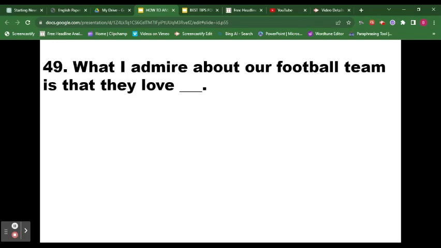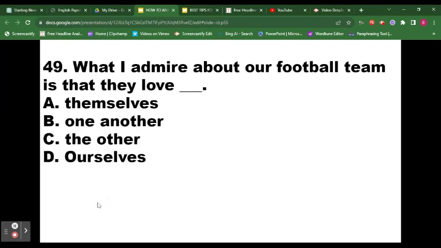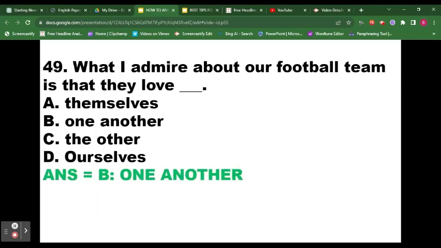49. What I admire about our football team is that they love dash. A, themselves. B, one another. C, the other. D, ourselves. The correct option is B, one another. When you are talking of two persons, you can say each other. But when you are talking of three or more persons, you talk about one another.